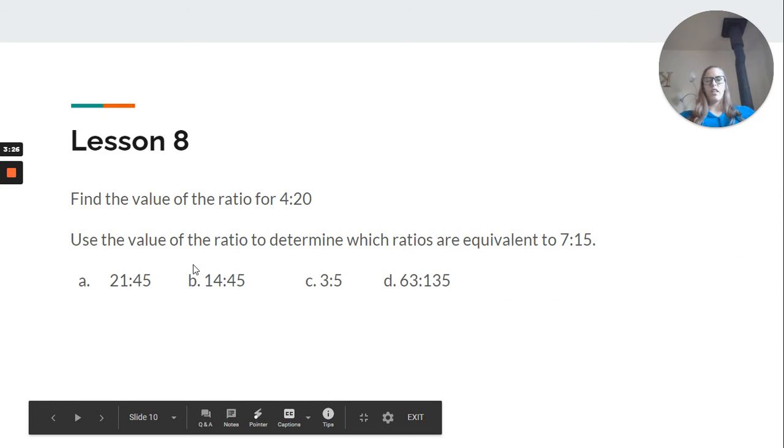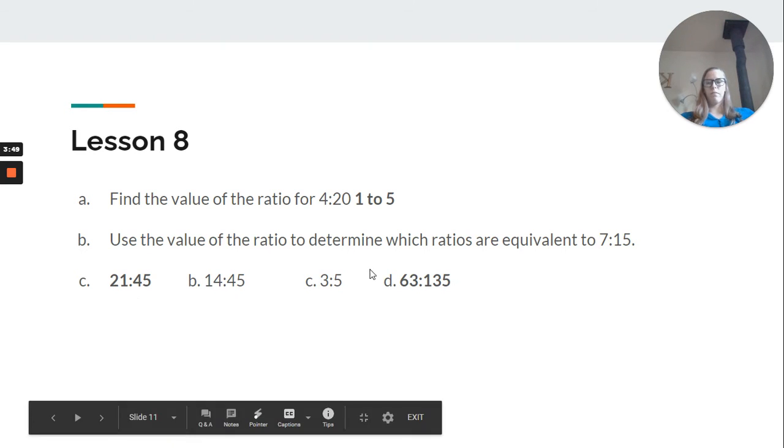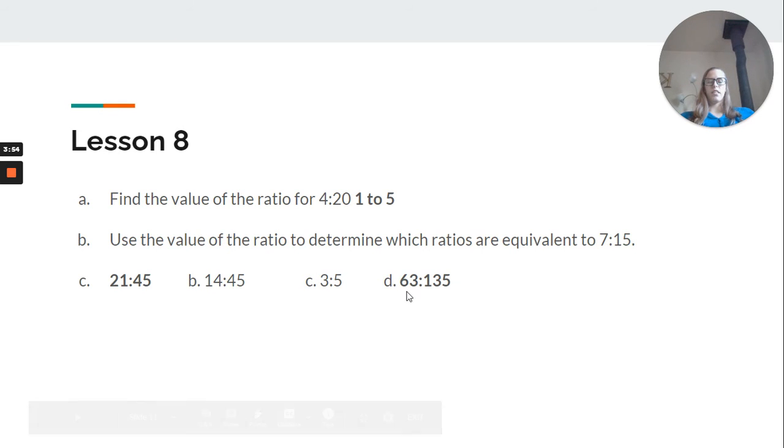Lesson 8, finding the value of a ratio. So basically 1 to something. So here we have 1 to 5. It's 20 divided by 4 is 5, and 4 divided by 4 is 1. And then use the value of the ratio to determine which ratios are equivalent to 7 to 15. 7 times 3 is 21, 15 times 3 is 45. This one we can't use 45 again unless it's with 21. 3 to 5 is smaller than 7 to 15. And 7 times 9 is 63, 15 times 9 is 135.